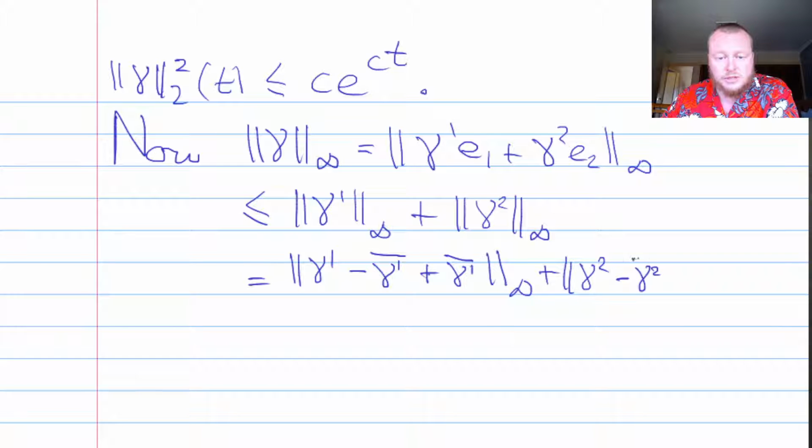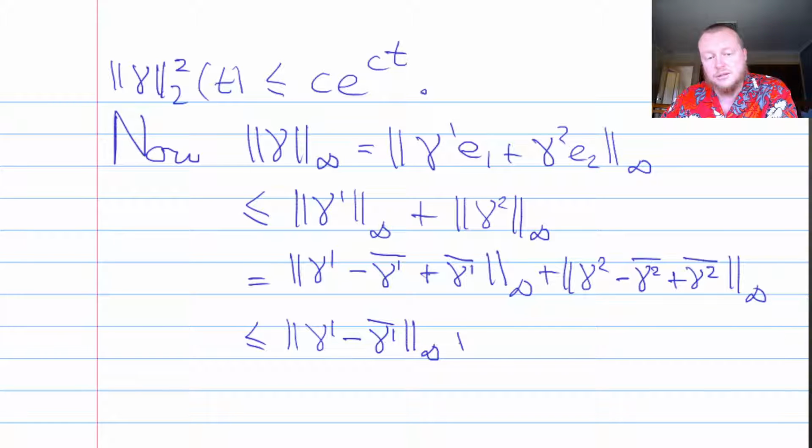Add and subtract. Oh, by the way, this is a 1, not a prime. I'm not differentiating anything. And now I use, again, the triangle inequality to just split these into 2. Oh, this symbol with the line on the top means average, by the way. This first pair, I'm going to be able to estimate using the Poincare inequality.